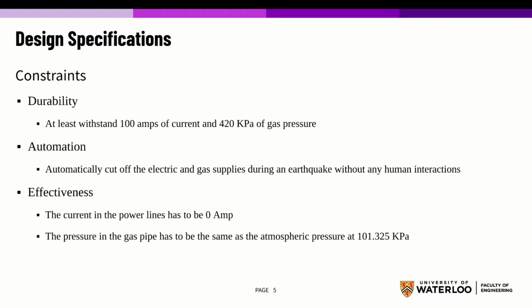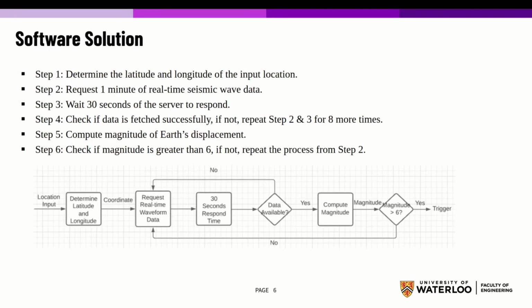So when the system is online, it will first determine the latitude and longitude of the city chosen. Then based on the coordinates, it will fetch real-time waveform data from all monitoring stations in that region. It will fetch 1 minute of data, with 30 seconds for the online server to respond. An extra file will be found as a sign that data is available. If not available, it will try to fetch the same data 8 more times. If still not available, it will move on to the next cycle.